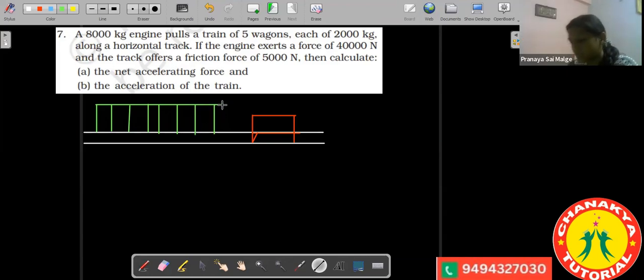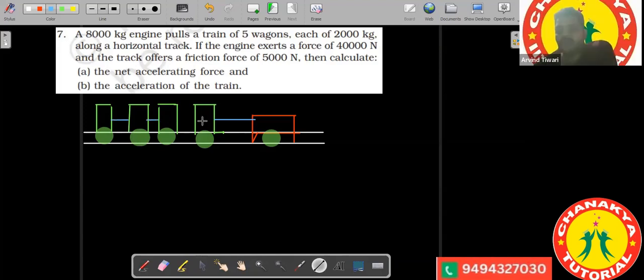Yes, sir. So basically there is this engine whose mass is 8,000 kgs. The engine pulls a train of 5 wagons, and each wagon is 2,000 kgs. So we have to multiply 2,000 into 5, which would be 10,000 kgs. The force applied by the engine is 40,000 newtons, and the frictional force is 5,000 newtons. We're supposed to find first the net accelerating force, which would be the force of the engine minus the frictional force, which is 35,000 newtons. And then the acceleration of the train. We know that F is equal to ma, so the answer would come up to 1.944 meter per second square.